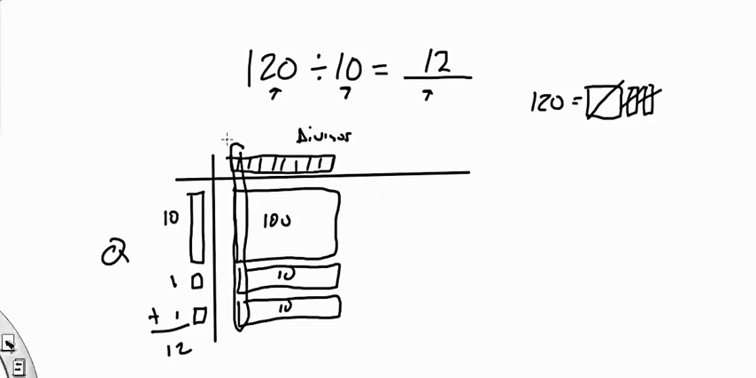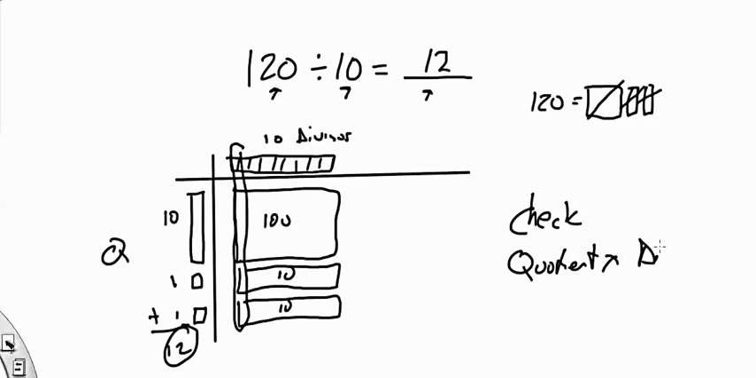How do we check our answer? You're right. We just multiply the quotient by the divisor. And our divisor is 10. So our check every time would be quotient times divisor, which would be 12 times 10, 120.